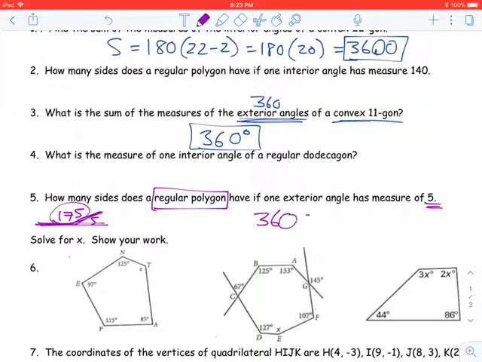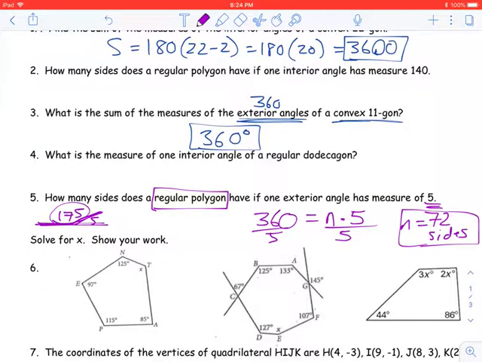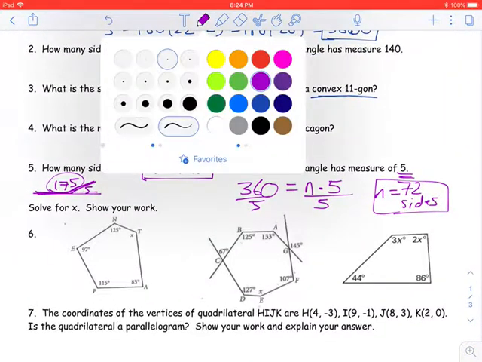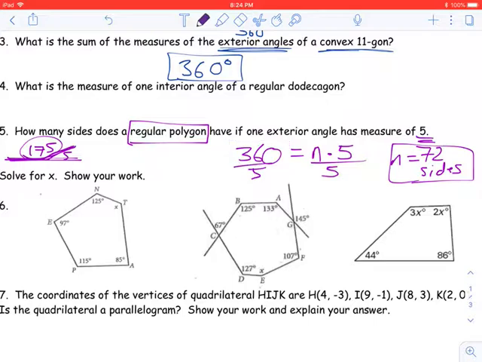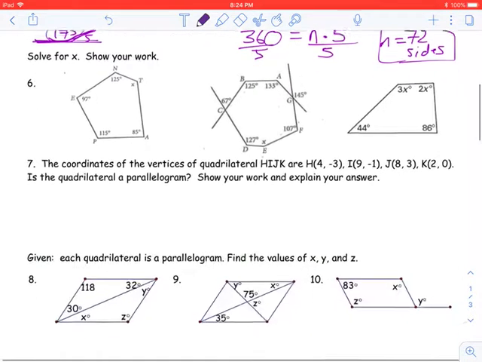It's 360 degrees equals how many sides times 5. Well, to figure out how many sides, you just divide both sides by 5, and you get n equals 360 divided by 5, which is a total of 72 sides. Okay, and that's it. So moving on to the next part, and again, that all has to do with the fact that exterior angles have 360 as their sum.